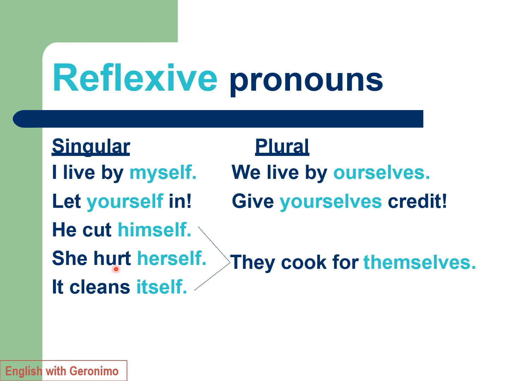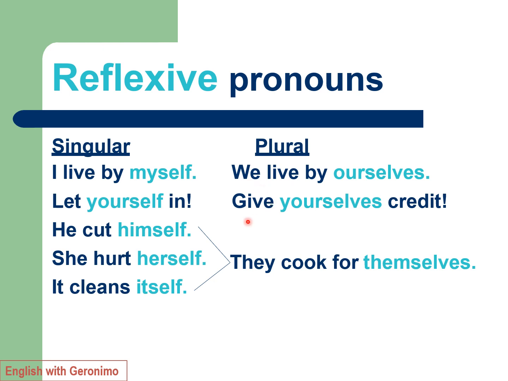Next sentence, she hurt herself. So herself here is our reflexive pronoun, which reflects to the subject she. Now next, last sentence, it cleans itself. So itself here is our reflexive pronoun, which reflects to our subject it. For our plural form, first sentence, we live by ourselves. Ourselves here is the reflexive pronoun, which reflects to our subject we.